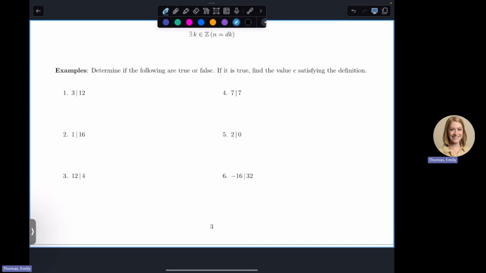So does 3 divide 12? Yes. Is 12 a multiple of 3? Yes. 12 is equal to 3 times some integer. That integer is 4. We good?